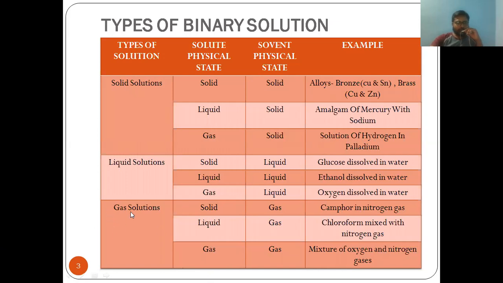Then the third main type, gas solutions, where the solvent will be gas, whereas the solute may be solid, liquid, or gas. The first type in it, where the solute is solid. Camphor as a solid will form a homogeneous mixture in nitrogen gas. Camphor in nitrogen gas will be the example for this type.